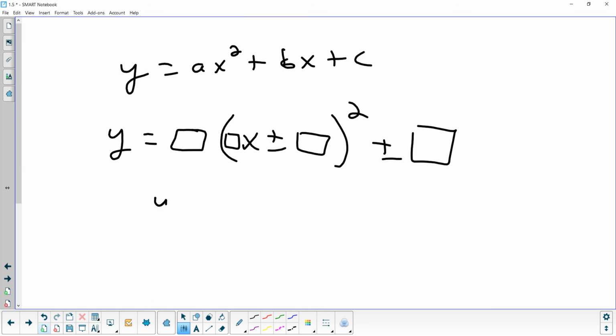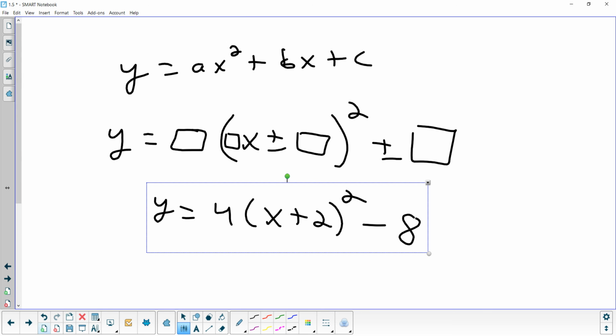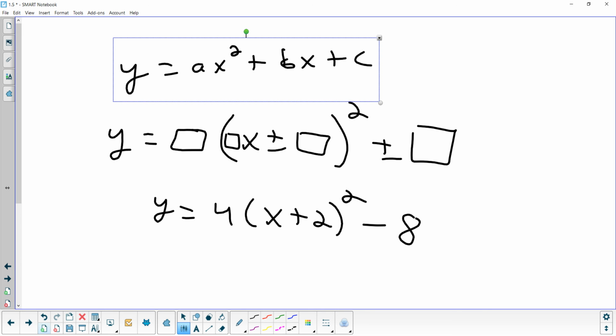So if you gave me something like y equals 4 times (x plus 2) squared minus 8, I can very easily tell you it's been shifted left 2, vertical stretch by a factor of 4, and then down 8. Now, if you FOILed this out, this x plus 2, and then distributed the 4 and subtracted the 8, it would turn it into this ax squared plus bx plus c, which wouldn't be helpful at all.